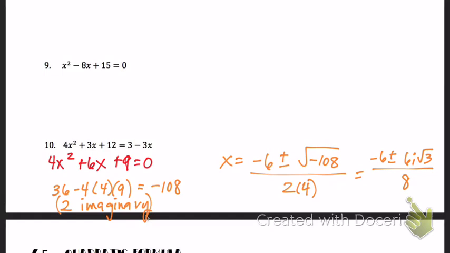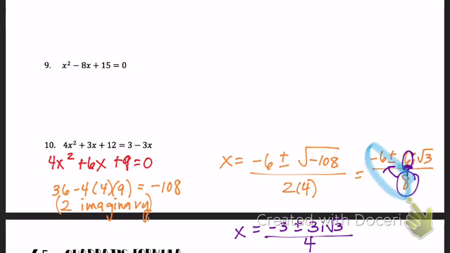So once you get it to this point right here, imagine taking this 8 and putting it under this 6 and under this 6. And so the 6 over 8 reduces with the number that's in front of the i. So then you would simplify this. Negative 6 over 8 reduces to negative 3 over 4. So you have negative 3 plus or minus 3i root 3 all over 4. Because the 8 goes to this 6 and the 8 goes to this 6.